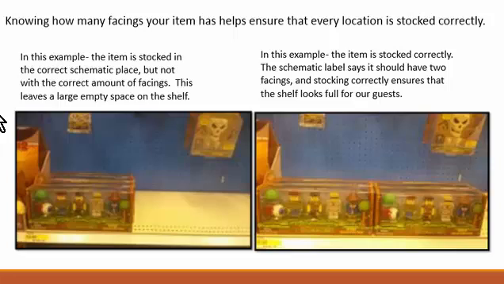So facings are very important with schematics because it's going to help us ensure that every item is stocked correctly. If you notice in these two pictures, it's the same item. This item is stocked in the correct schematic location. It's supposed to be with this label right here. But you'll notice there's a giant empty space to the side. Well, that's because whoever stocked just stocked straight back and didn't pay attention to how many facings this item is supposed to have. The second picture, we've got it stocked correctly. This item is supposed to have 2 facings of the product. And so it's in the right location with the right amount of facings. This keeps everything looking nice and branded for our store.